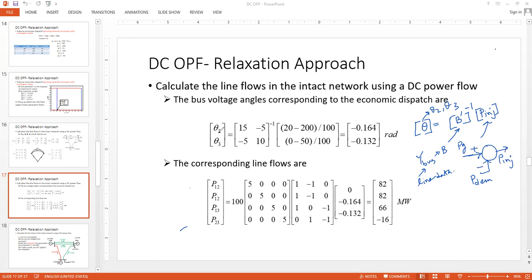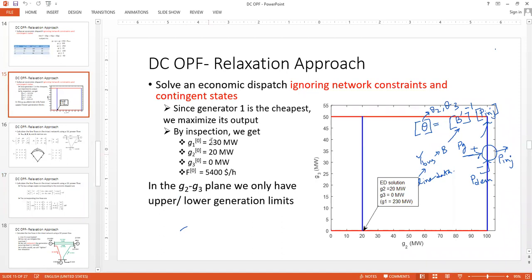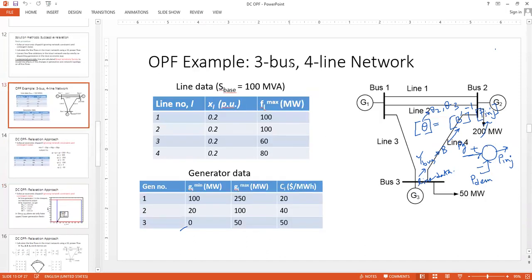So how much is the PG at bus number 2? We got it from here. Bus number 2 will give me 20. What is the demand at bus number 2? It is this. Demand at bus number 2 is 200. So at bus number 2, I am getting 20 out of my generation, and I am supplying 200 at my local demand. Bus number 3, remember, is 0 generation in the solution of the ELD, but the demand is 50. And bus number 1 is generating 230.